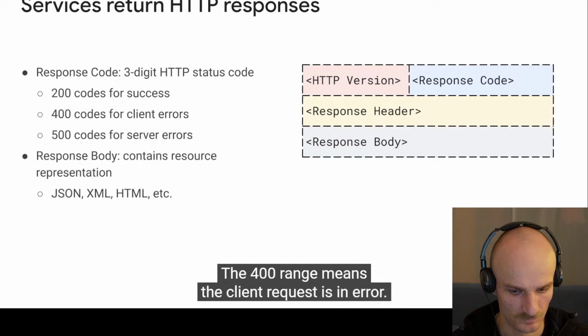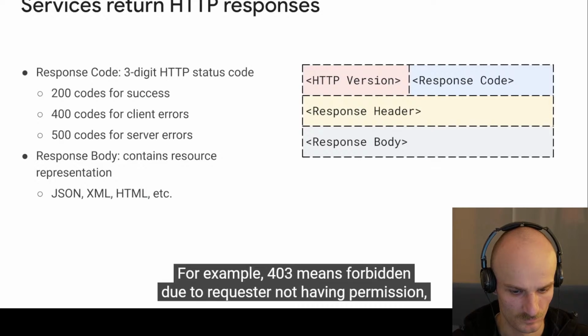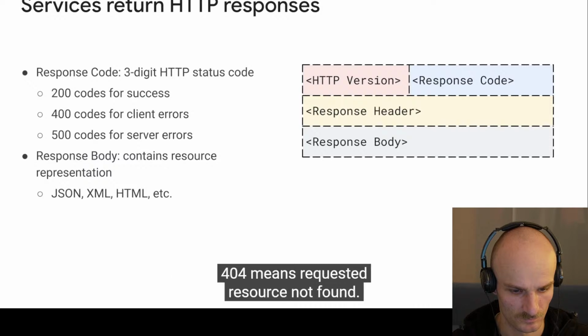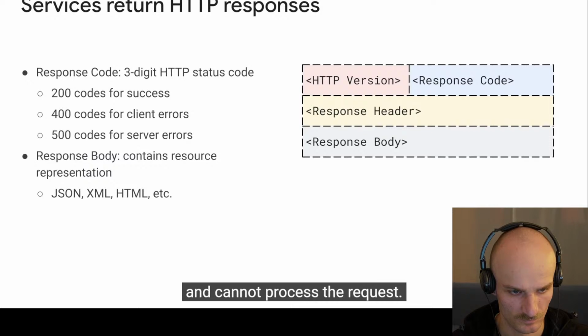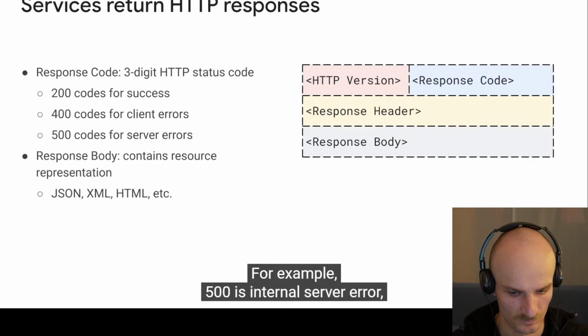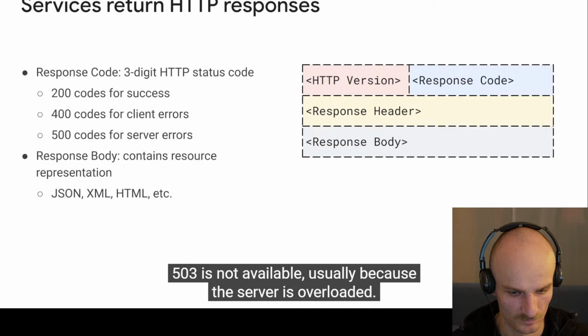The 400 range means the client request is in error. For example, 403 means forbidden due to requester not having permission. 404 means requested resource not found. The 500 range means the server encountered an error and cannot process the request. For example, 500 is internal server error. 503 is not available, usually because the server is overloaded.